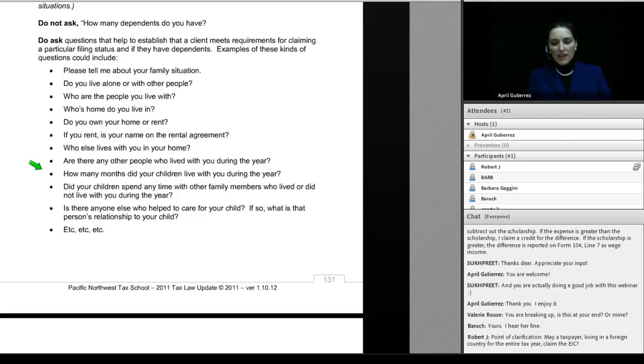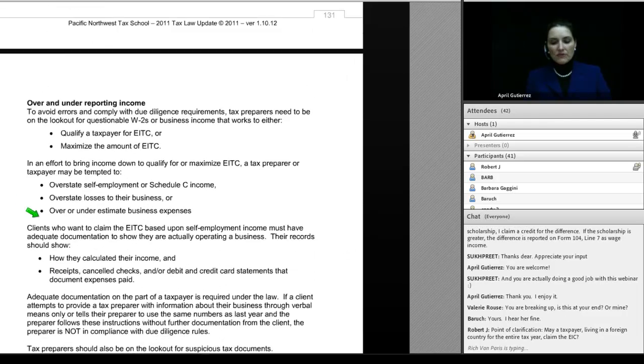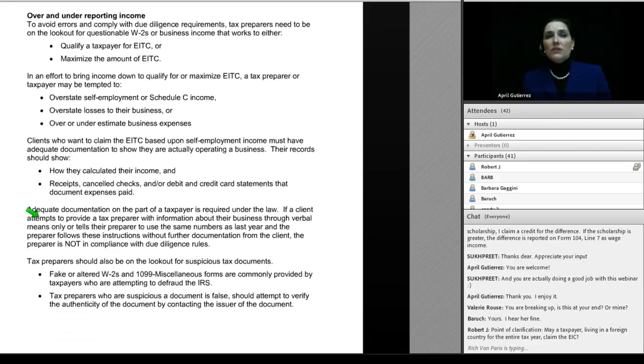Who else lives with you in your home? Are there any other people who lived with you during the year? How many months did your children live with you during the year? Did your children spend any time with other family members who lived or did not live with you during the year? Is there anyone else who helped care for your child? And if so, what is that person's relationship to your child? Etc., etc. Those are the types of questions you should ask. You should not ask, are you the head of household and how many dependents do you have this year? Or who are your dependents this year?